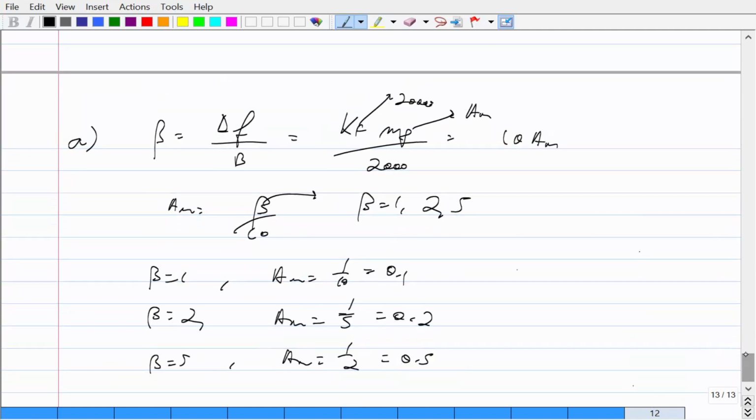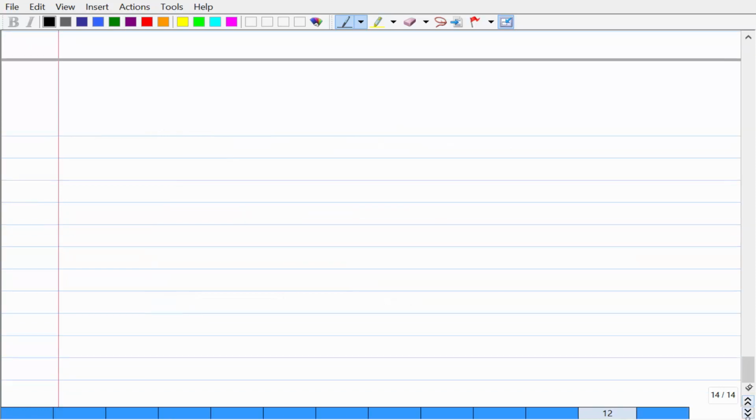So we don't know what the message signal is, but we have desired modulation indices. With the frequency that is defined for that cosine wave, the amplitude is either 0.1, 0.2, or 0.5, depending on what the modulation index is. And that's it for that question.